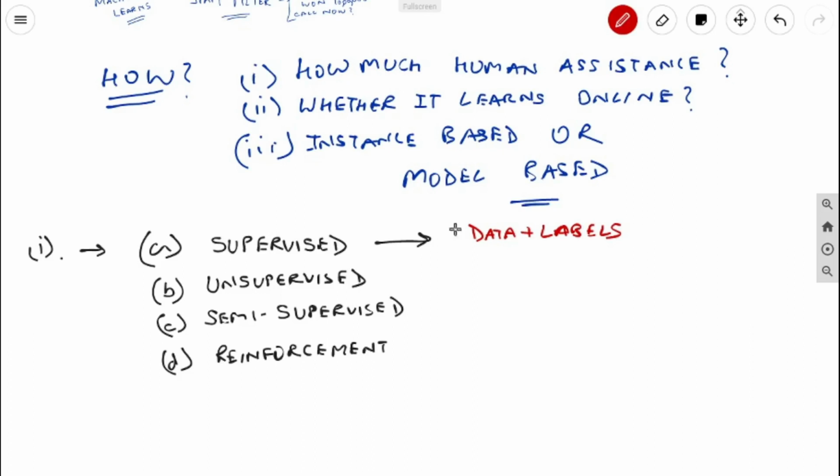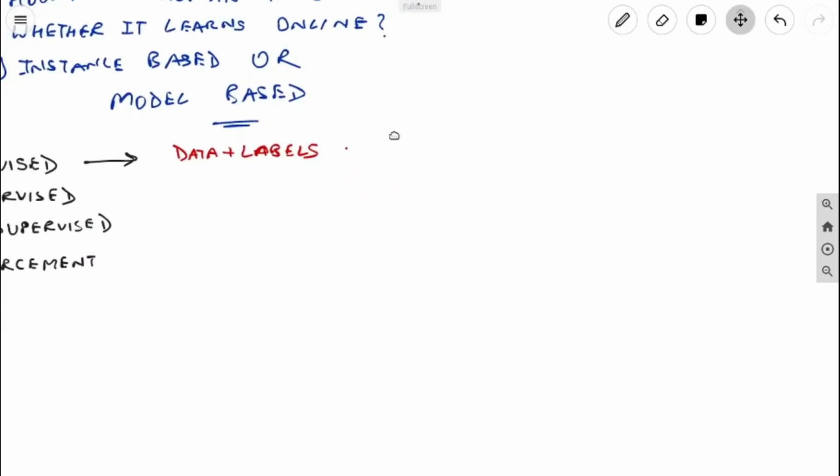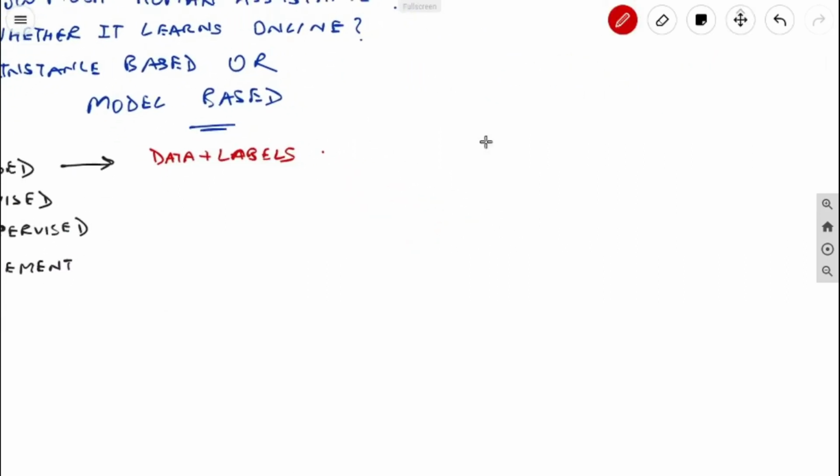So for applying a supervised learning algorithm, what we need to have is past data of customers who have bought that specific product and past data of the customers who have not bought this product. Okay, so let me try to write it over here. Okay, so we have a customer data set.